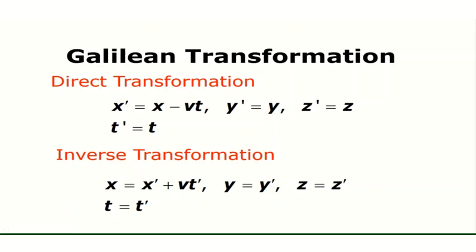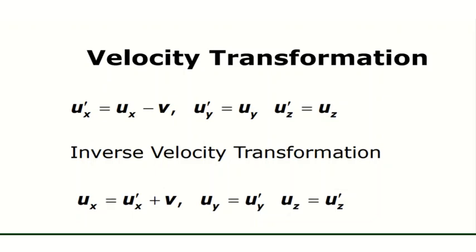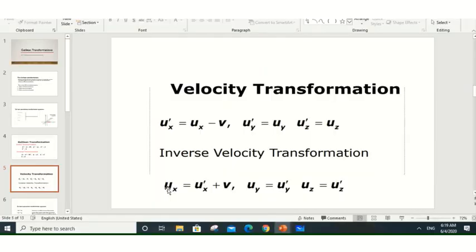Now we are going to obtain the Galilean velocity transformation equations. This is obtained by differentiating the Galilean coordinate transformation equations with respect to t. So we obtain the equations u dash x is equal to ux minus v, u dash y is equal to uy, u dash z is equal to uz. The inverse of these velocity transformations are as shown here. If you want, I can work out how these equations are obtained, that is, by differentiating with respect to t.